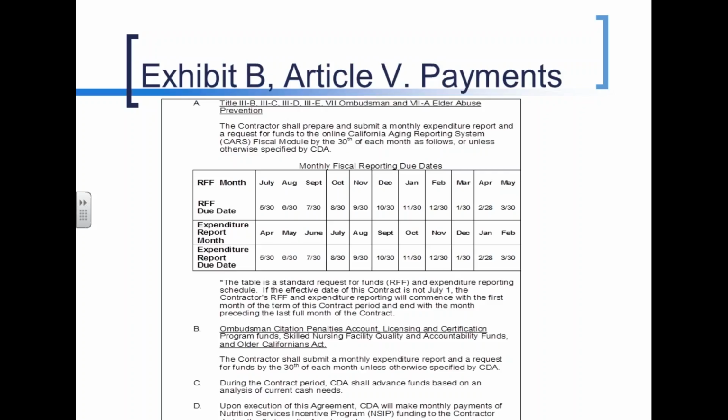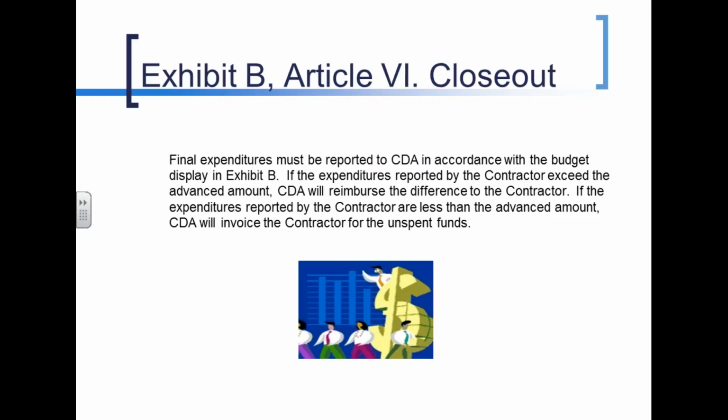So moving on, we have additional information in Exhibit B, Article 6, your closeouts. So this is where you report all of your final expenditures. Everything that's happened within your contract, this is where it happens. The final expenditures must be reported to CDA in accordance with the budget display in Exhibit B. So if the expenditures reported by the contractor exceed the advance amount, CDA will reimburse the difference to the contractor.